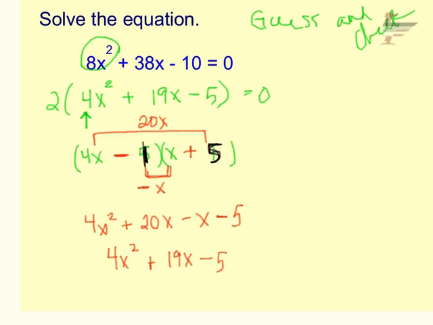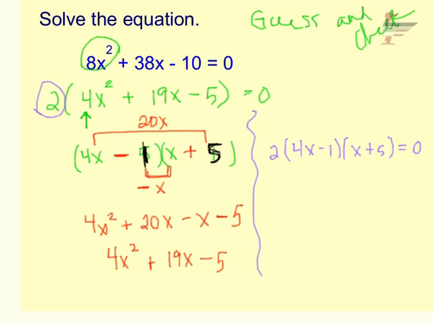So let's write our final factored answer over here. We have the 2 out front. Don't forget, whatever you factored out in the beginning does end up in your factored answer. And then 4x minus 1 and x plus 5 equals 0.